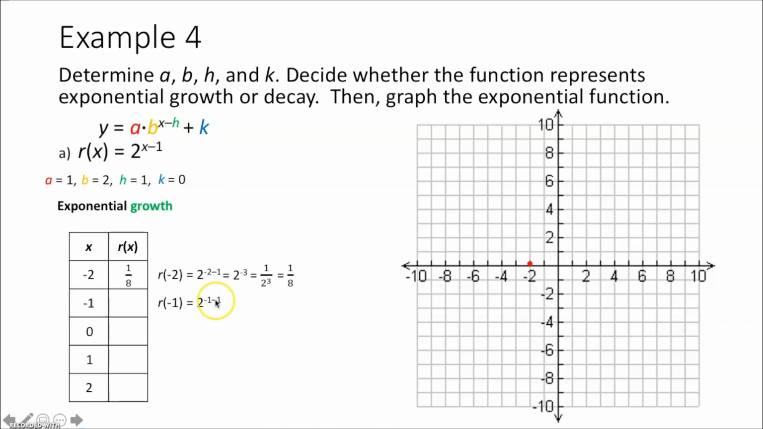What's negative 1 minus 1? That's negative 2. Now what's 2 to the negative 2? Well, we have to flip that, so it becomes 1 over 2 to the positive 2. And now 2 squared we know is 4, so 1/4 is the y value that goes with an x value of negative 1. So we go over to negative 1, up 1/4.